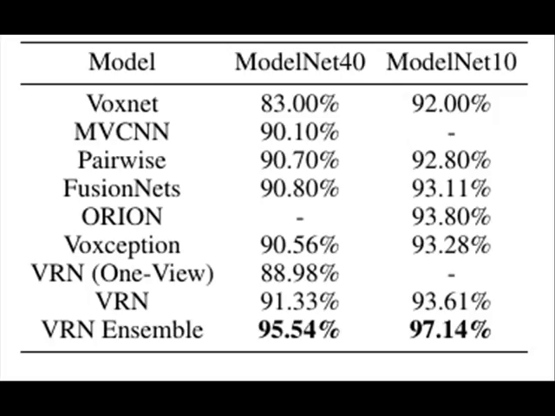Our best single model, trained on 24 rotated views of each instance and tested by averaging predictions across 12 rotated instances, achieves 91.33% accuracy on ModelNet 40 and 93.6% accuracy when trained and tested on ModelNet 10. An ensemble of 5 Voxception ResNet models and 1 Voxception model achieved 95.54% accuracy on ModelNet 40 and 97.14% accuracy on ModelNet 10 when trained on ModelNet 40.